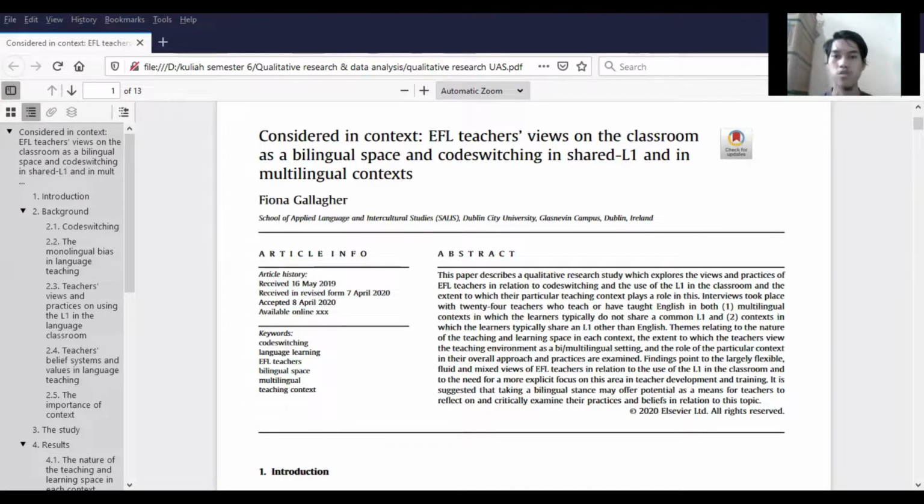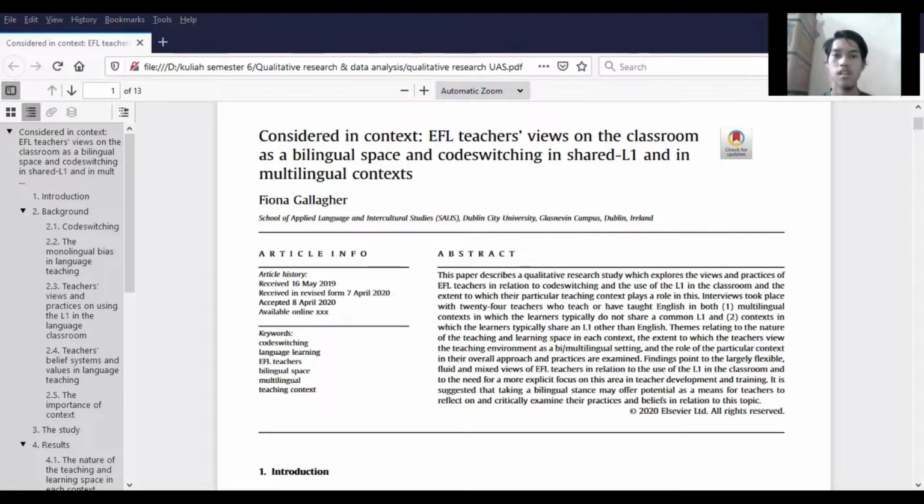So the interview took place with 24 teachers who teach or have taught English in both. The first is a multilingual context in which the learners typically do not share a common L1, and the second is a context in which the learners typically share an L1 other than English. The overall aim of the study was to explore the practice and beliefs of the teachers in relation to the use of the L1 in the EFL classroom.